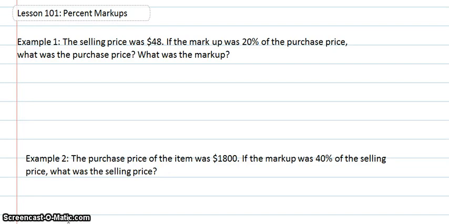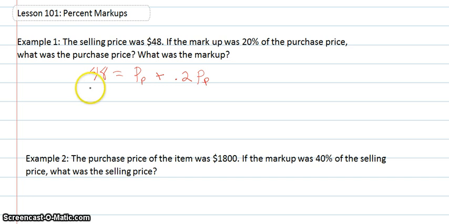In example 1, we're on lesson 101 about percent markups, and in example 1, the selling price was $48. If the markup was 20% of the purchase price, what was the purchase price? What was the markup? Alright, so just setting this up, we know that it was being sold for $48, and then there was a purchase price that was marked up, so that'd be added to 20% of the purchase price. So that would be times the purchase price. And this is actually what we're solving here.